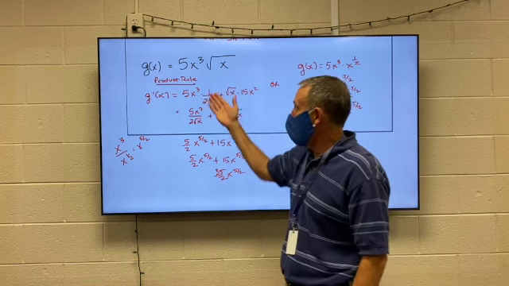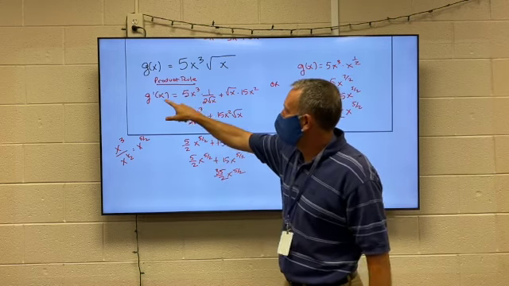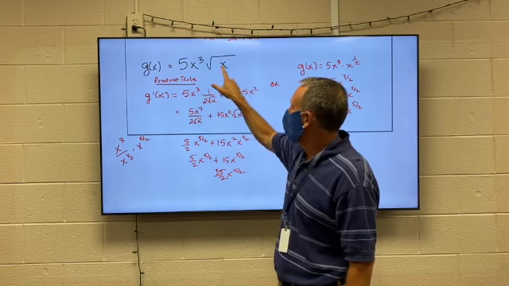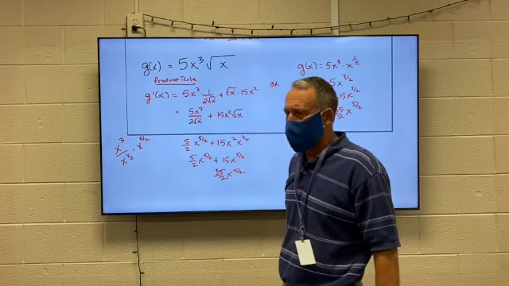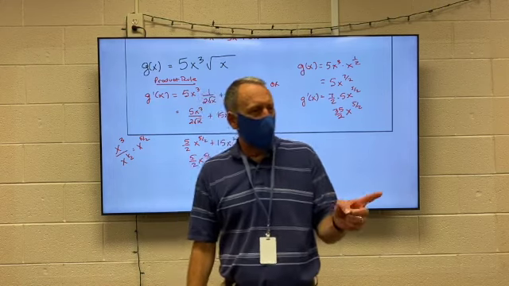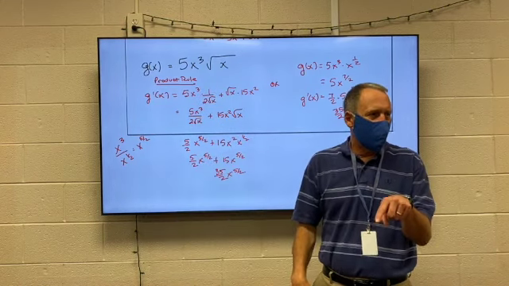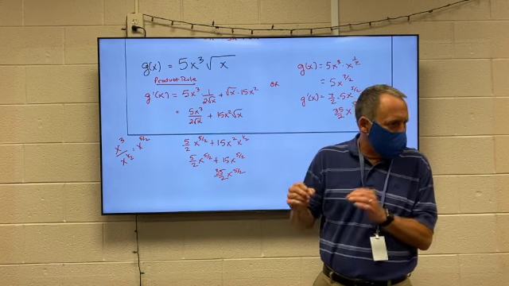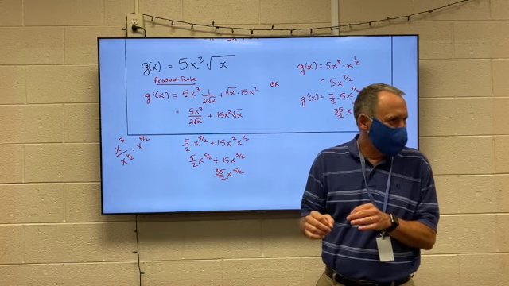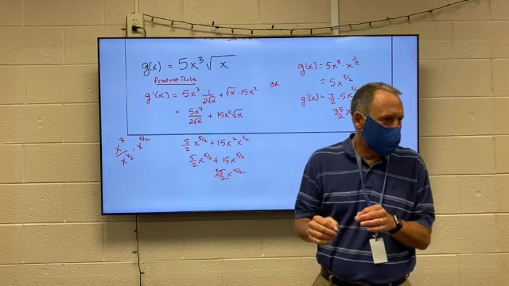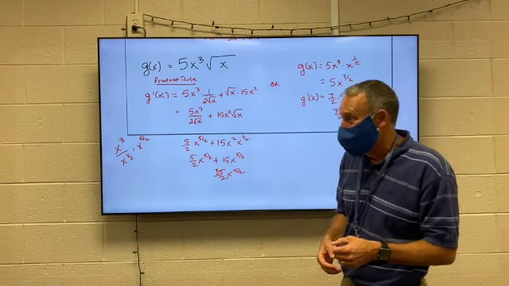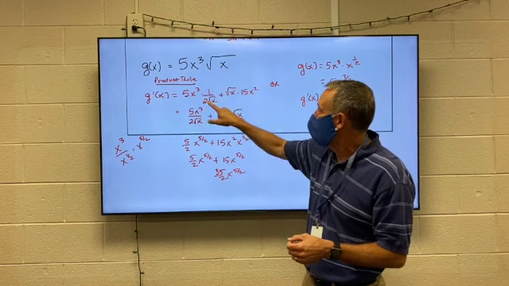If I use the product rule, you get g prime of x equals first, 5x cubed, times the derivative of the second, which is the square root of x. You remember the other day I told you, I think it was in the video, you probably want to memorize the derivative of the square root of x. Did anybody remember that? Well, it's 1 over 2 radical x.